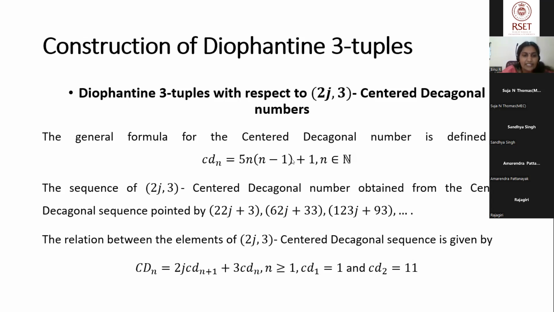The relation between the elements of the 2J+3 centered decagonal sequence is given by CDn equal to 2J CDn+1 plus 3 CDn, where n is greater than or equal to 1, given that CD1 is equal to 1 and CD2 is equal to 11.